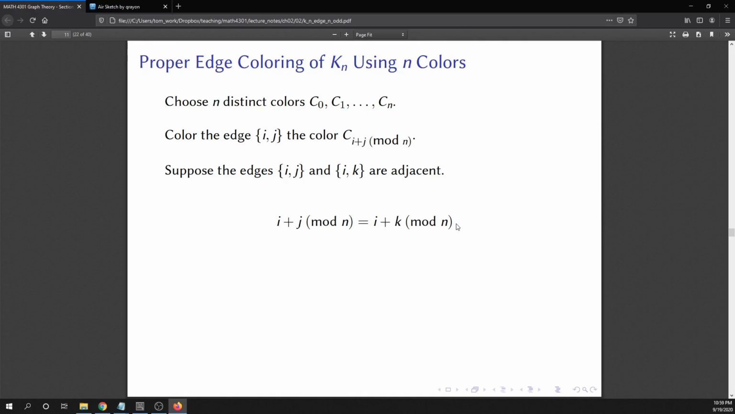And so therefore they would get the same color. If that's true, then by the theorem that we proved, the cancellation for addition, that would imply that j mod n is equal to k mod n. I can cancel that i out and then have this be true. But the thing is that if j mod n is equal to k mod n, because of the fact that we numbered the vertices 0 through n minus 1, and this should say n minus 1 here. Let me fix that very quickly because that's critical.